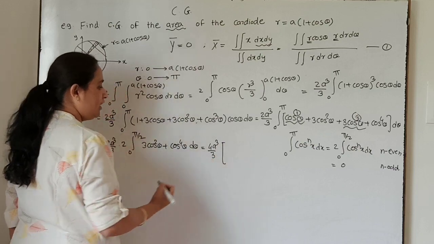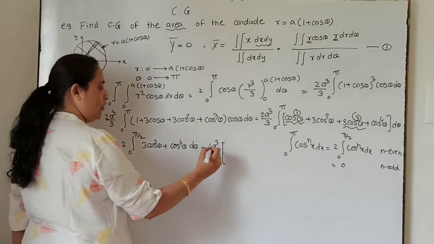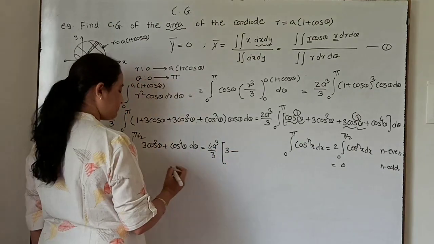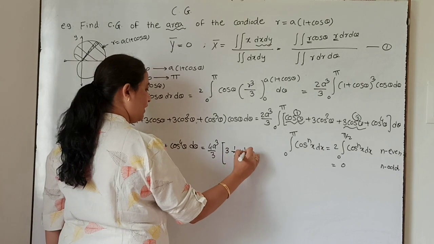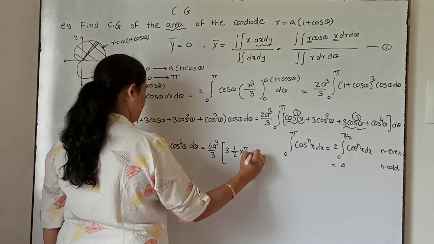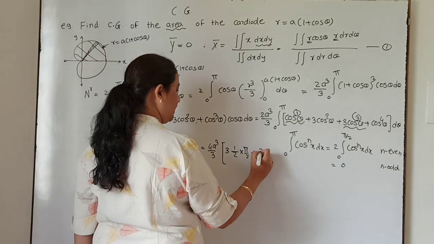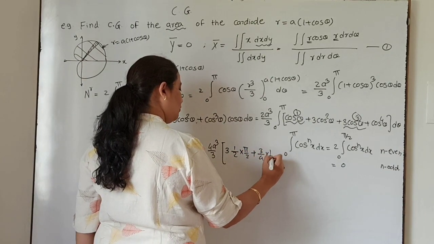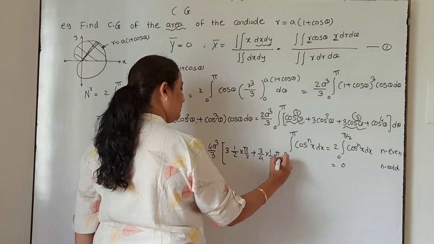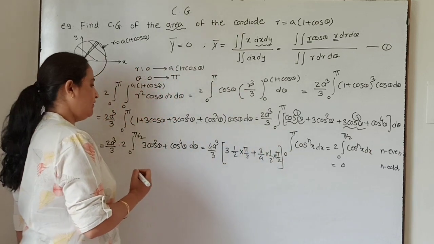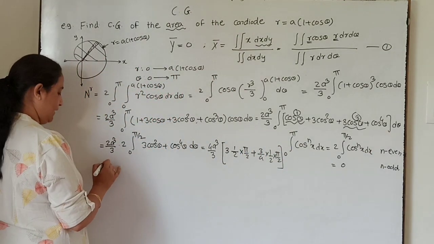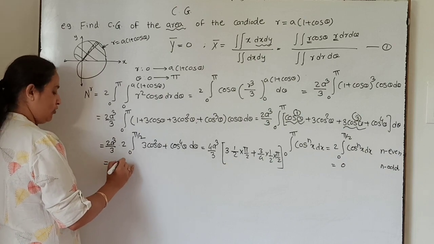For the remaining, if I apply the reduction formula for cos square theta, it is 1 by 2 into pi by 2, plus for cos raised to 4 theta, if you apply the reduction formula, it is 3 by 4 into 1 by 2 into pi by 2. If we simplify this equation, you will get 4a cube upon 3.